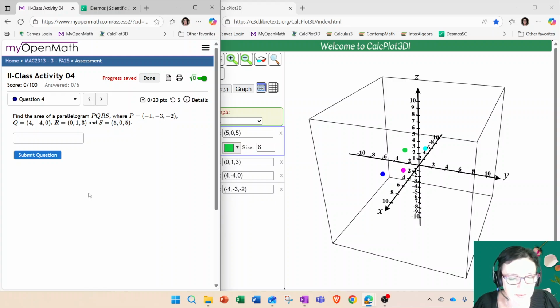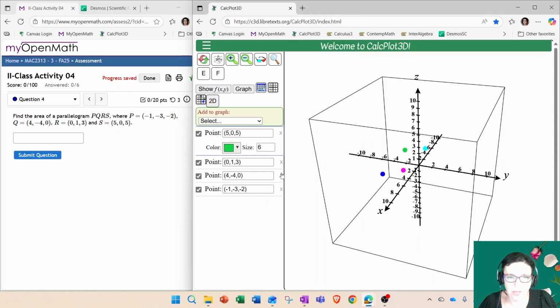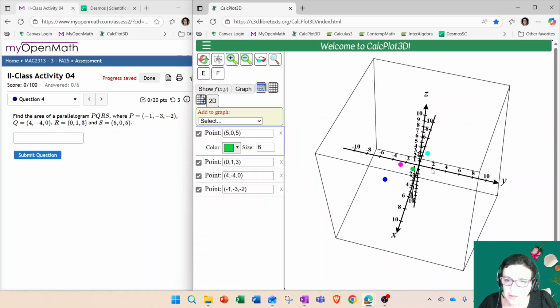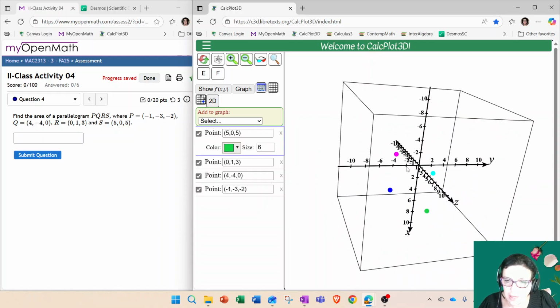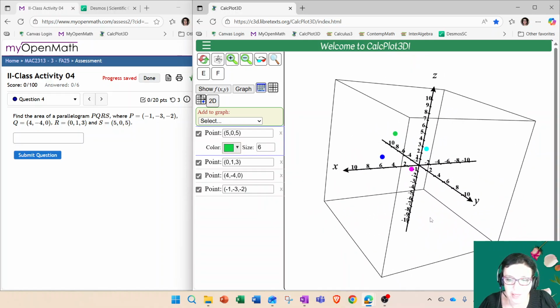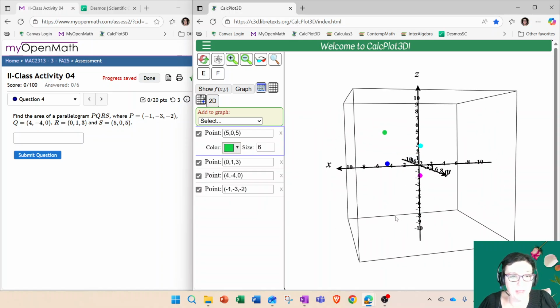Okay, guys, in this video, we are going to take a look at finding the area of a parallelogram that's formed by its four vertices. So here, what I did is also plotted the points for you so that you can see that they form a parallelogram, right? So here, the 4 points, you can see that the sides are parallel to each other, right? So this is a parallelogram in space. And what we want to do is find the area.